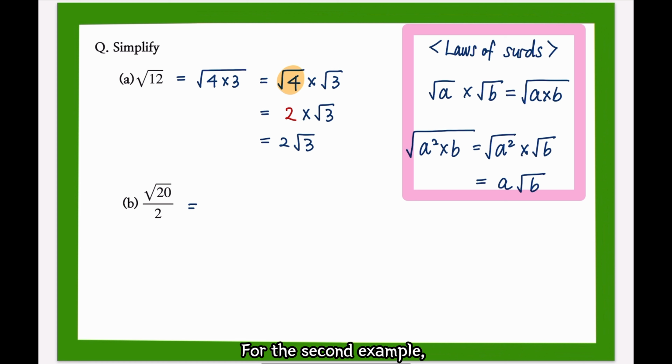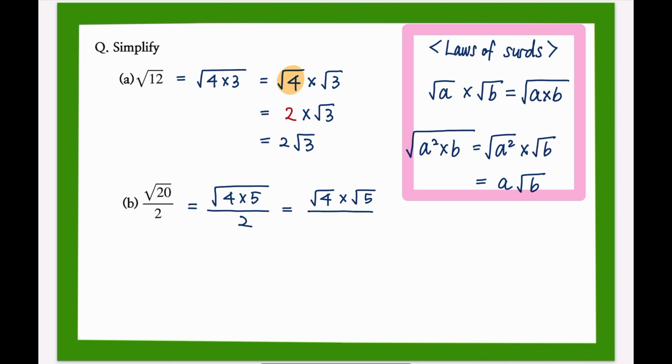For the second example, you have to simplify root 20 over 2, which is root 4 times 5 over 2. The numerator can be split into root 4 times root 5 over 2. Since root 4 is equal to 2, it becomes 2 times root 5 over 2. Cancel out the 2's and you get root 5.